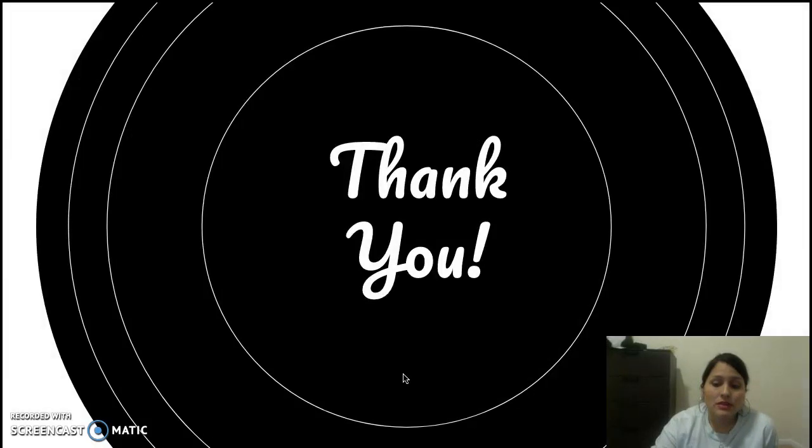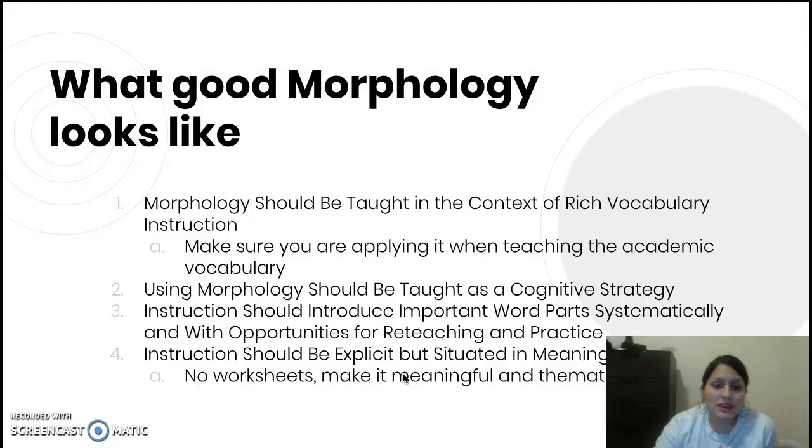The next principle is that morphology can be taught as a cognitive strategy. It should not be a list of rules, but more of a thinking strategy they can use in reading and in writing, and we know that writing is carried over into math and science. So this is definitely a strategy that can be used through all content, not just reading and writing. Making sure that it's a thinking strategy and not just a set of rules that they need to follow.